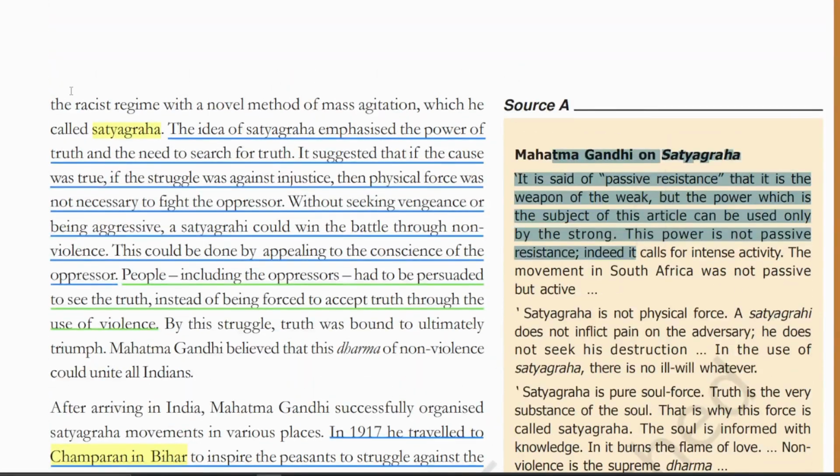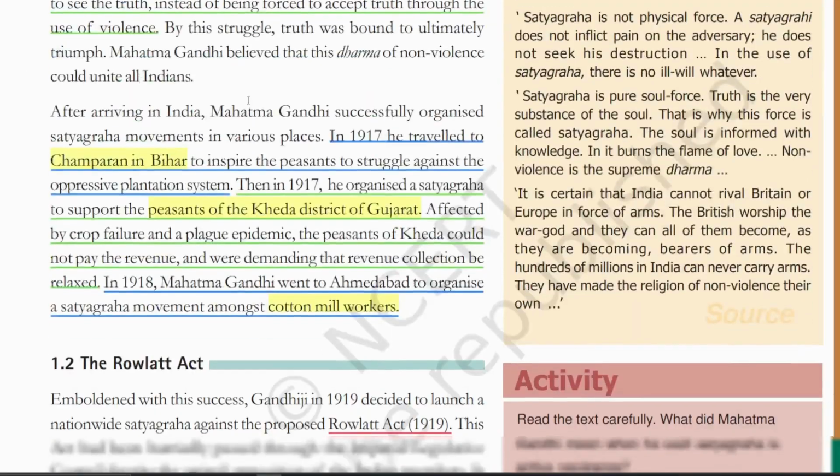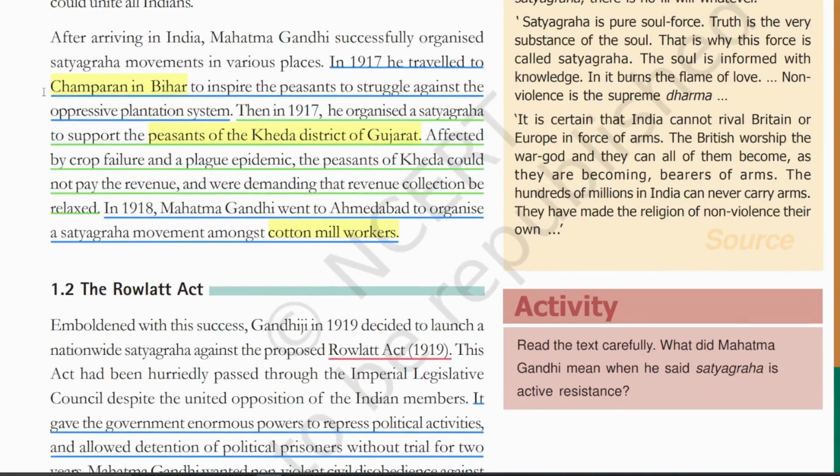This is not much of use here. You can read it for MCQs maybe. This is also very important: Champaran in Bihar, Kheda district of Gujarat, cotton mill workers. It's about how Mahatma Gandhi went to different places to help the people who were suffering over there.